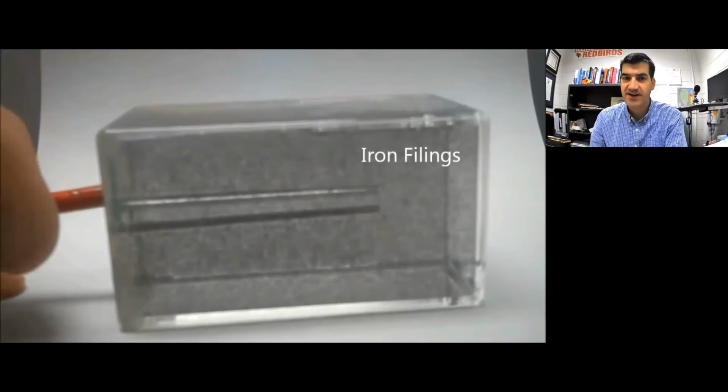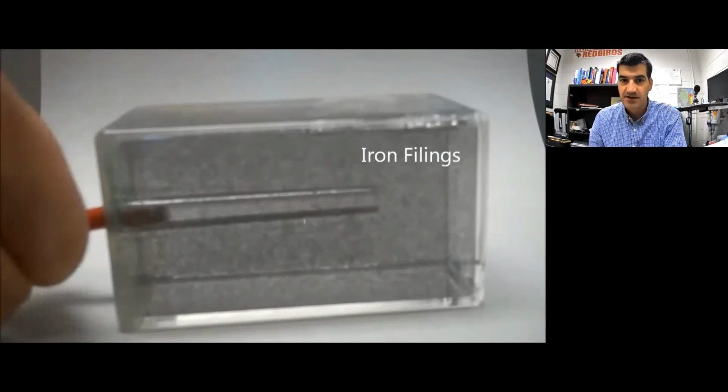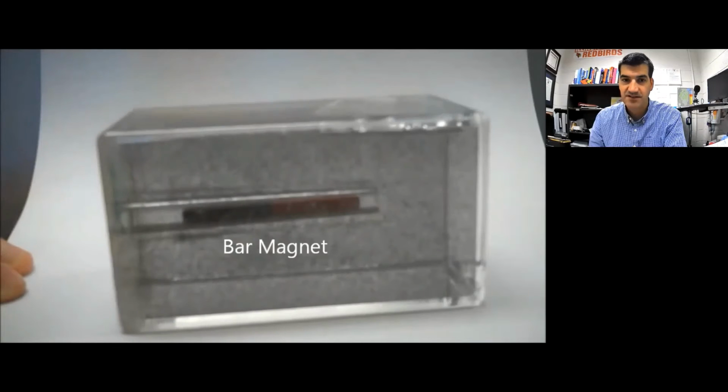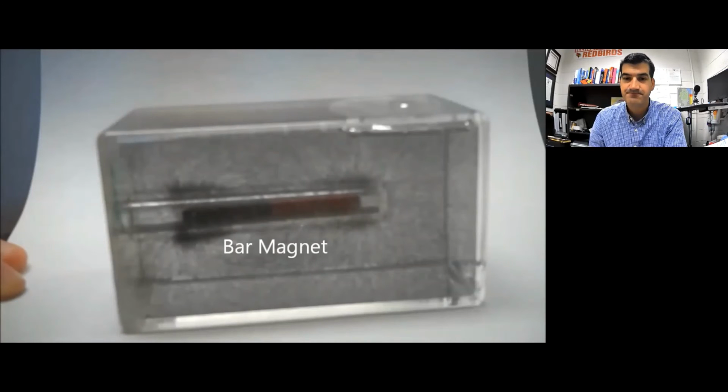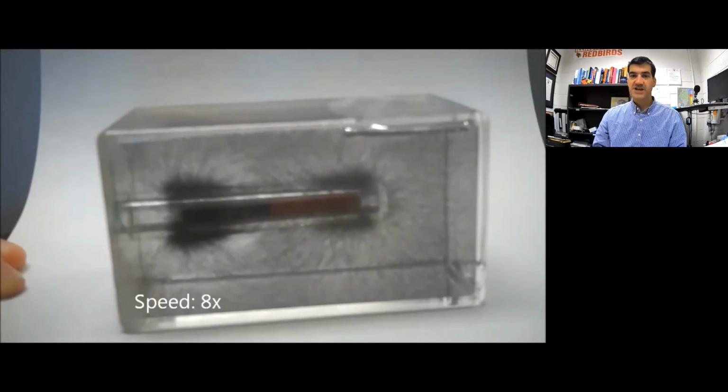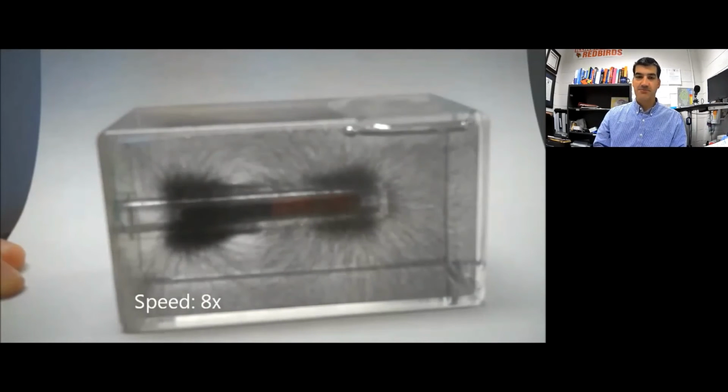So you can see the iron filings in the liquid. Now the bar magnet is going into the slot. And now you can start to see the shape of the magnetic field taking shape.